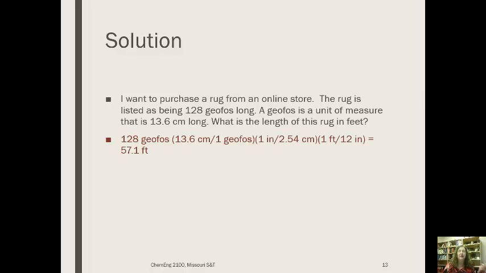So, this is why you would need to know the process. 128 geophos, 1 geophos is 13.6 centimeters. 1 inch is 2.54 centimeters. 1 foot is 12 inches. Therefore, this rug is 57 feet long. Not going to fit in my house. I'll have to go back and find a different rug.